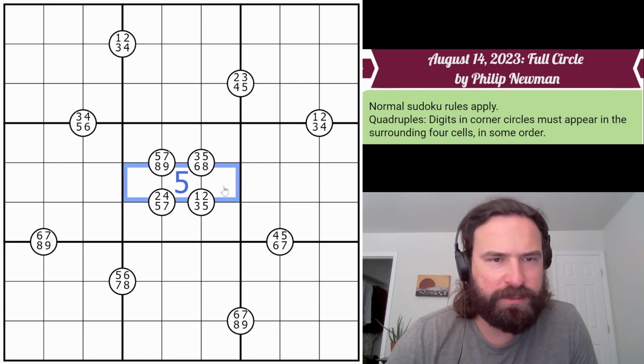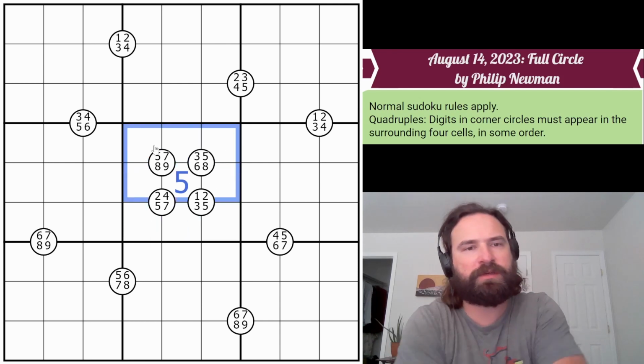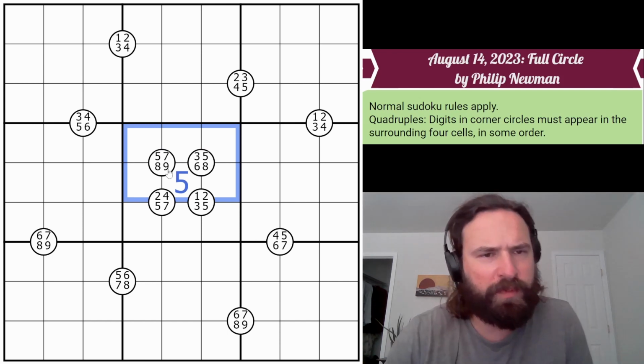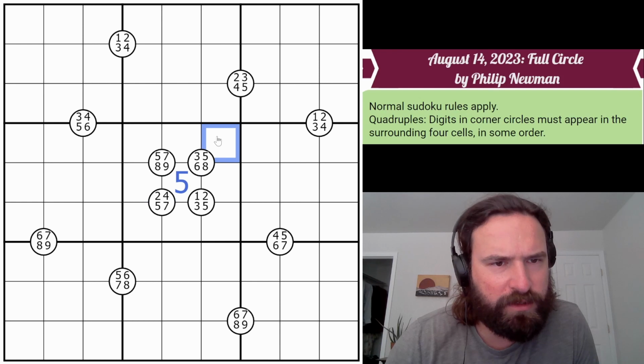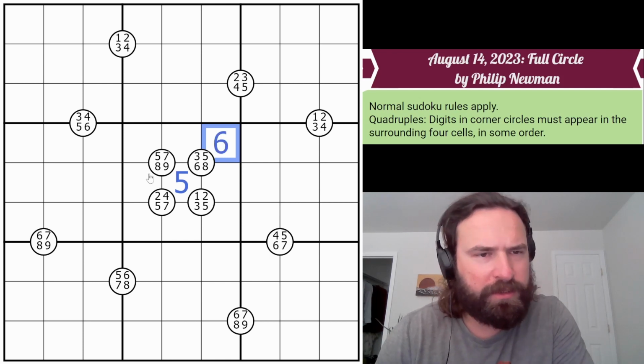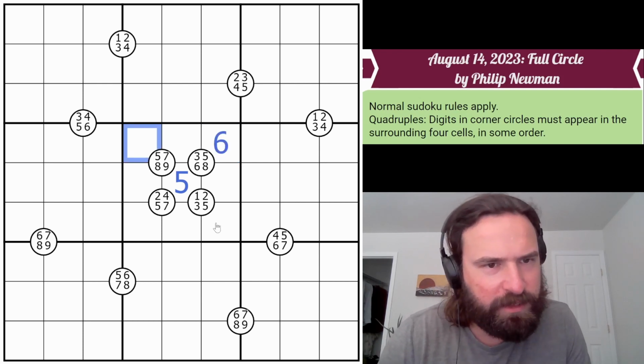Or actually, I guess it could be any of these 6. If it only appears twice, it could be any of the 6. So if a number only appears on one circle, that must mean it goes here, right? So the number 6 only happens in this circle, so that must go here. Okay, interesting logic here. I don't think I've seen anything like this before.